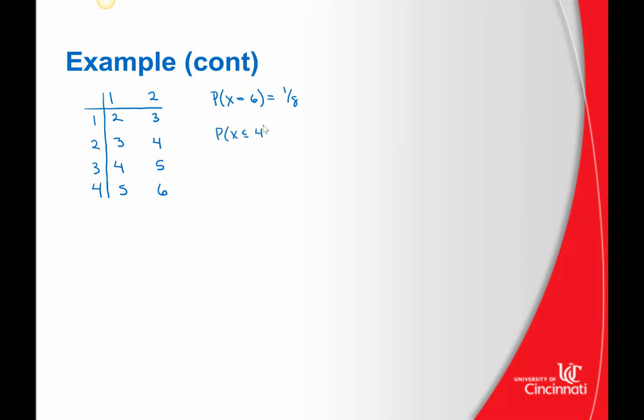You can also ask things like, what's the probability that it's less than or equal to, let's say, 4? Well, we know there are 8 outcomes total. Now, how many different plays give a result of 4 or less? Let's count them. 1, 2, 3, 4, 5.